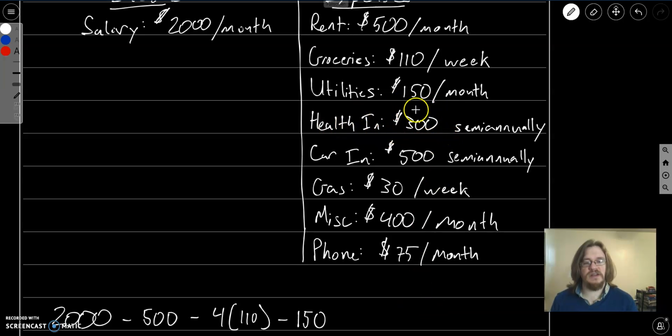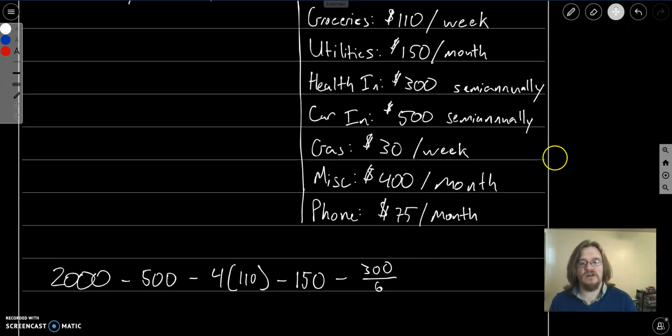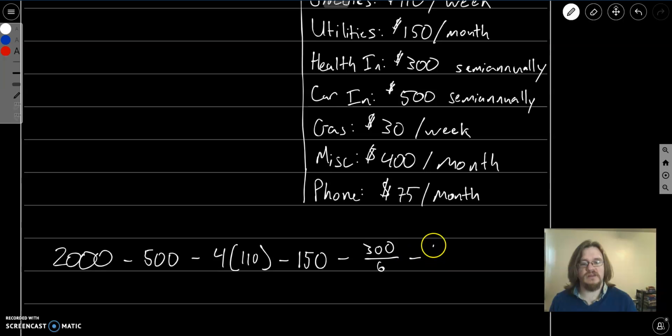Health insurance, we're spending $300 semi-annually. Okay, so this means that every 6 months we're spending $300. So for each month, we're just going to divide that by 6. This is how much we spend over the course of 6 months. So when we divide that by 6, we'll get what we spend each individual month. Likewise, with car insurance, we're spending $500 semi-annually, so every 6 months. So we'll need to divide that by 6 to get it down to just 1 month at a time. We're running out of room on this line.